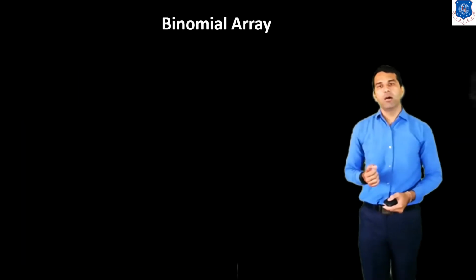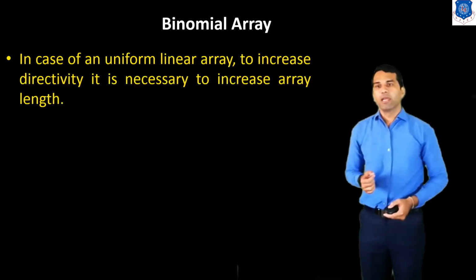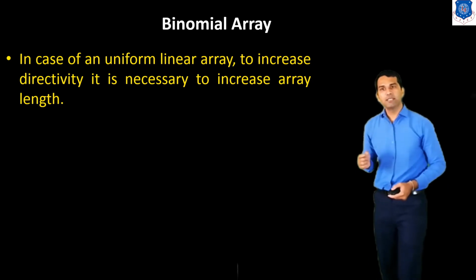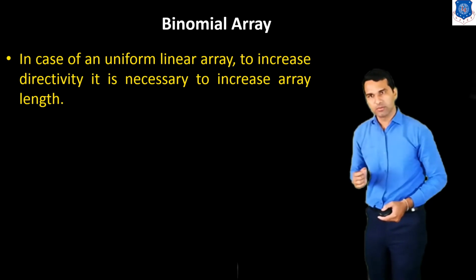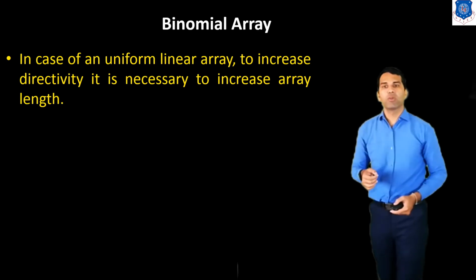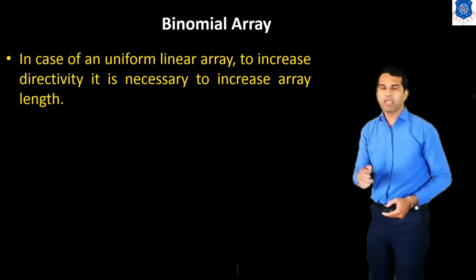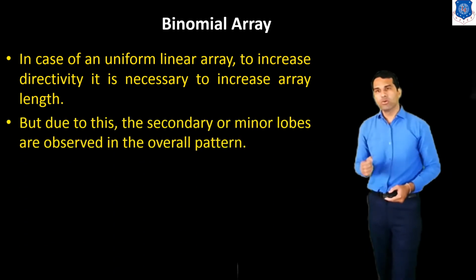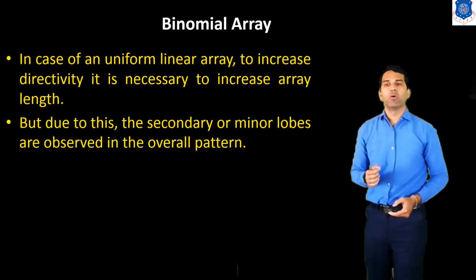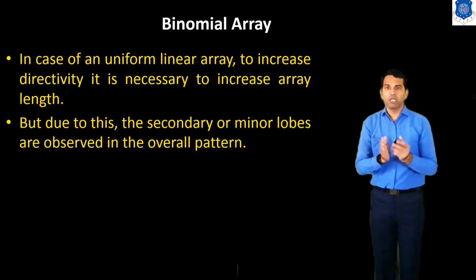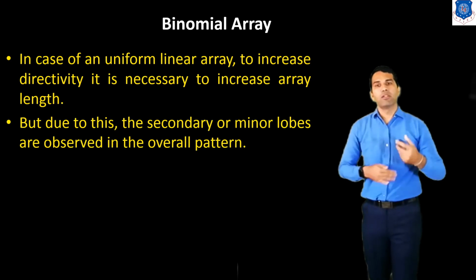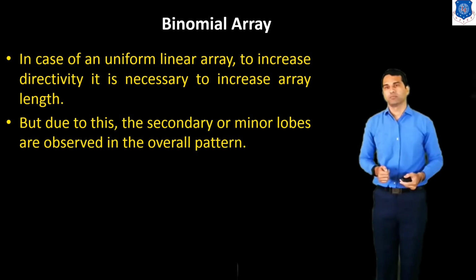Now we discuss the binomial array. In case of a uniform linear array, to increase directivity, it is necessary to increase the array length. Because if we want to increase the directivity, we have to increase the array length. But due to this, secondary or minor loops are observed in the overall pattern. So when we increase the number of elements, that is when we increase n, the minor loops are present in the radiation pattern.